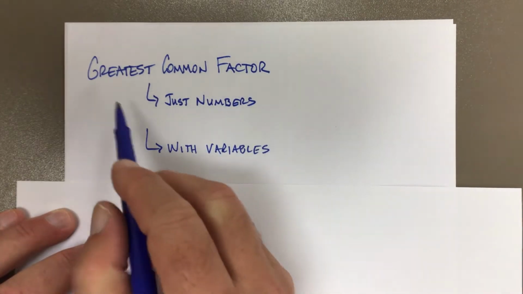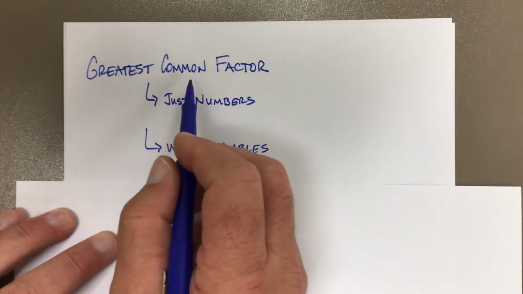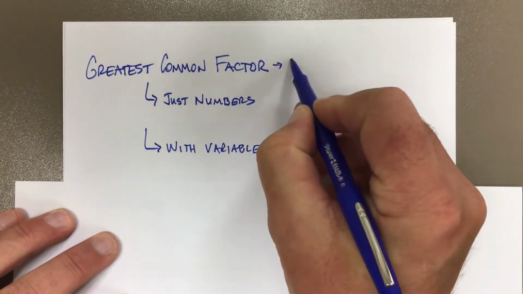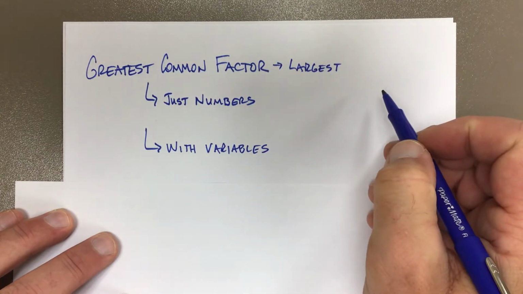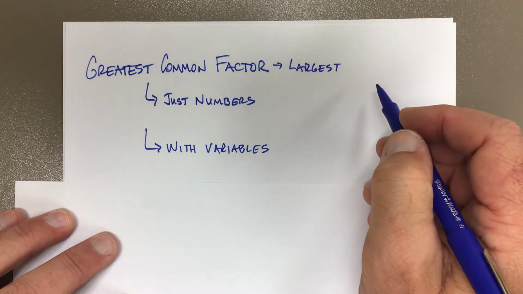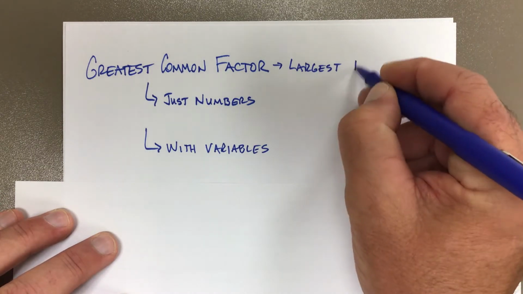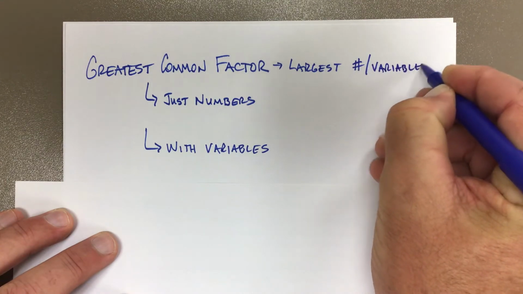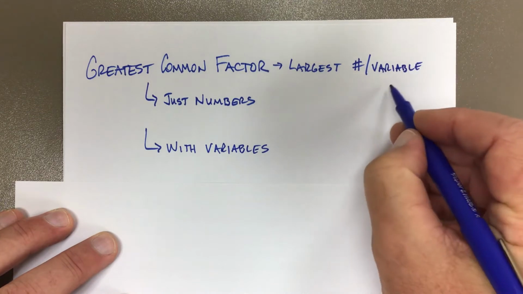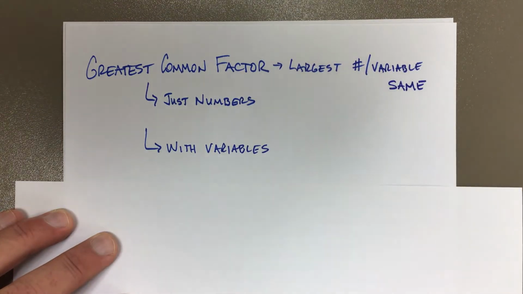Today we're going to talk about greatest common factor. All right, greatest common factor, which just means the largest number or variable term, right? The largest number or variable term that they have in common, or that's the same, right? Common, same. All right, so let's talk about that.